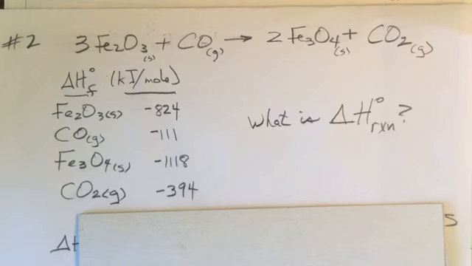Let's look at another problem in the thermochemistry chapter. Here's a reaction: Fe2O3 plus carbon monoxide produces Fe3O4 plus carbon dioxide. What is the overall change in enthalpy of reaction for this reaction if you're given the individual heats of formation for the individual substances listed, in units of kilojoules per mole?